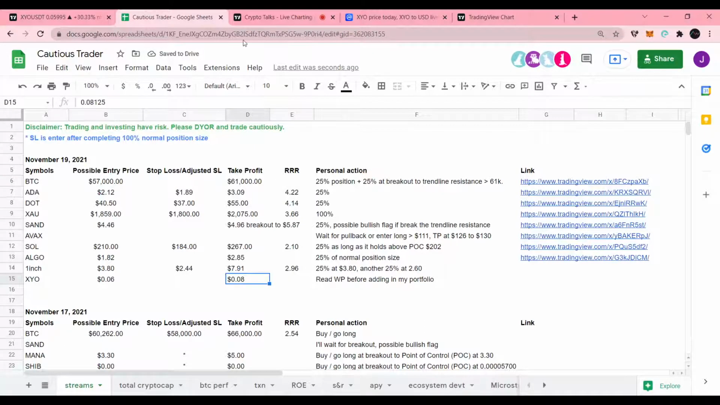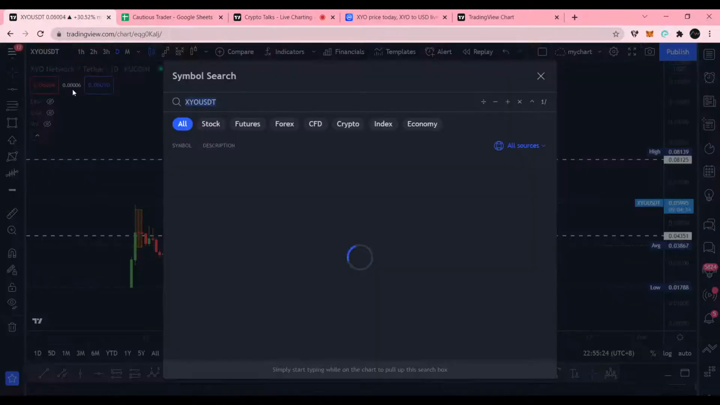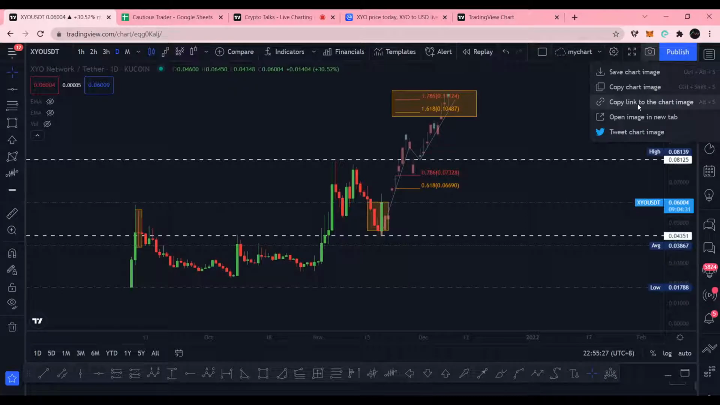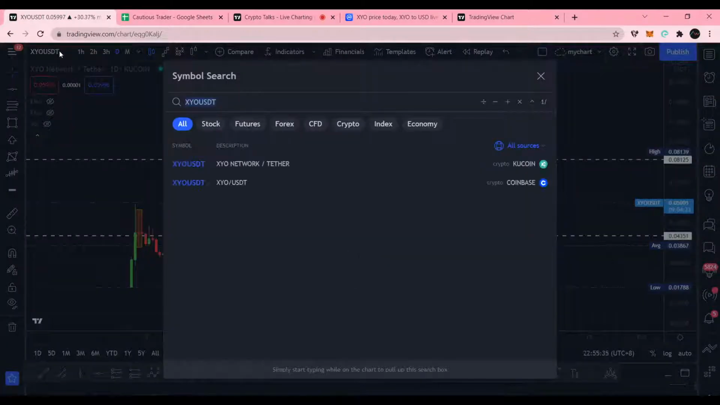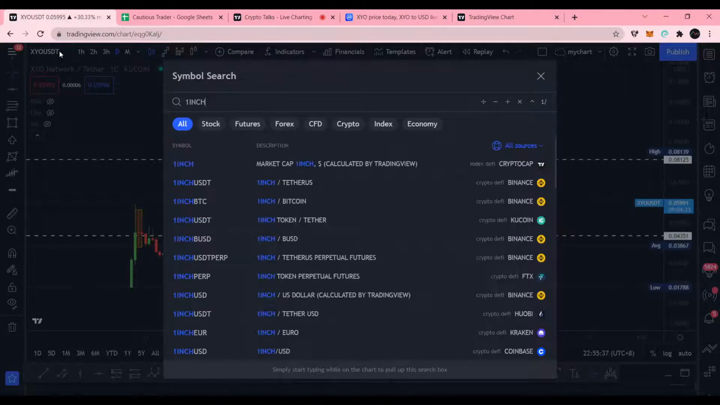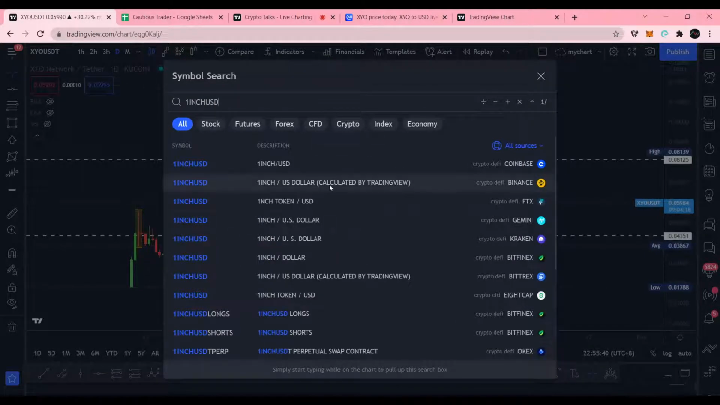So do we need to add more decimal places here? 4. And then this is also 4. So that. So RRR, I just leave it because we failed to capture the 1 inch. Wait, let's go back to 1 inch. Maybe I'll just copy the link here first, and then I'll go back to 1 inch so that I can get the 1 inch USD. We'll use the Binance, right?